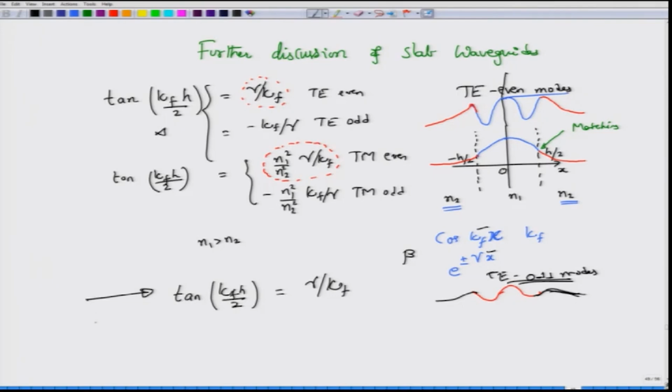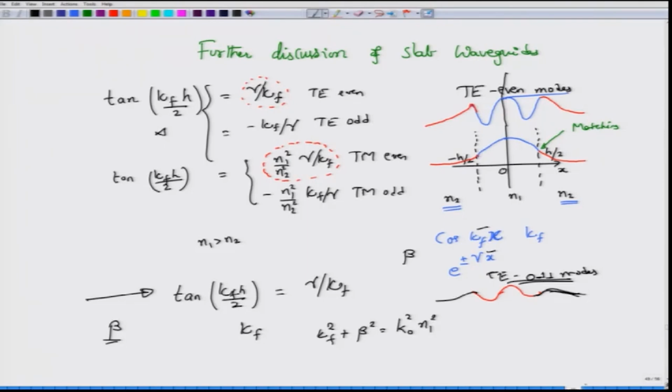My goal to solve this equation would be to find out beta, but I am not going to do this in a straightforward manner. That is, I am not going to find out the value of beta directly, but I will first find out the value of kappa_f which satisfies these two equations. I express everything in terms of kappa_f, and then I will be able to compute beta, because the relationship between beta and kappa_f is kappa_f^2 + beta^2 = k0^2 n1^2.